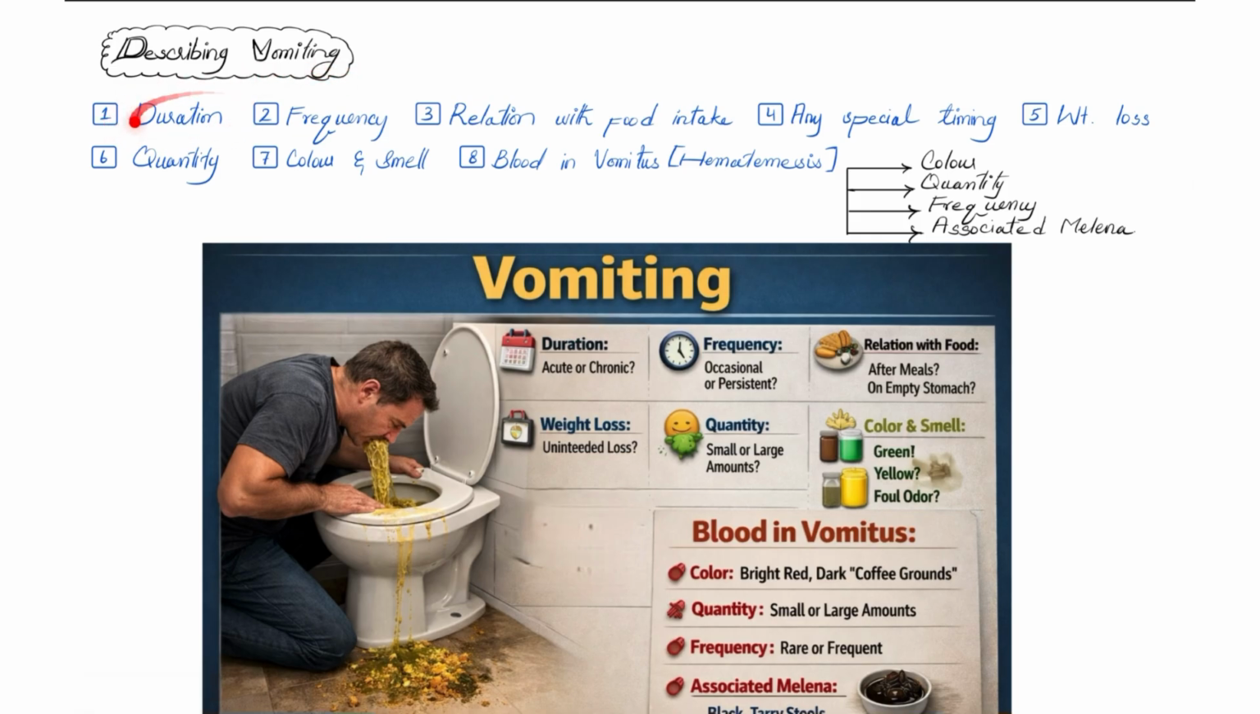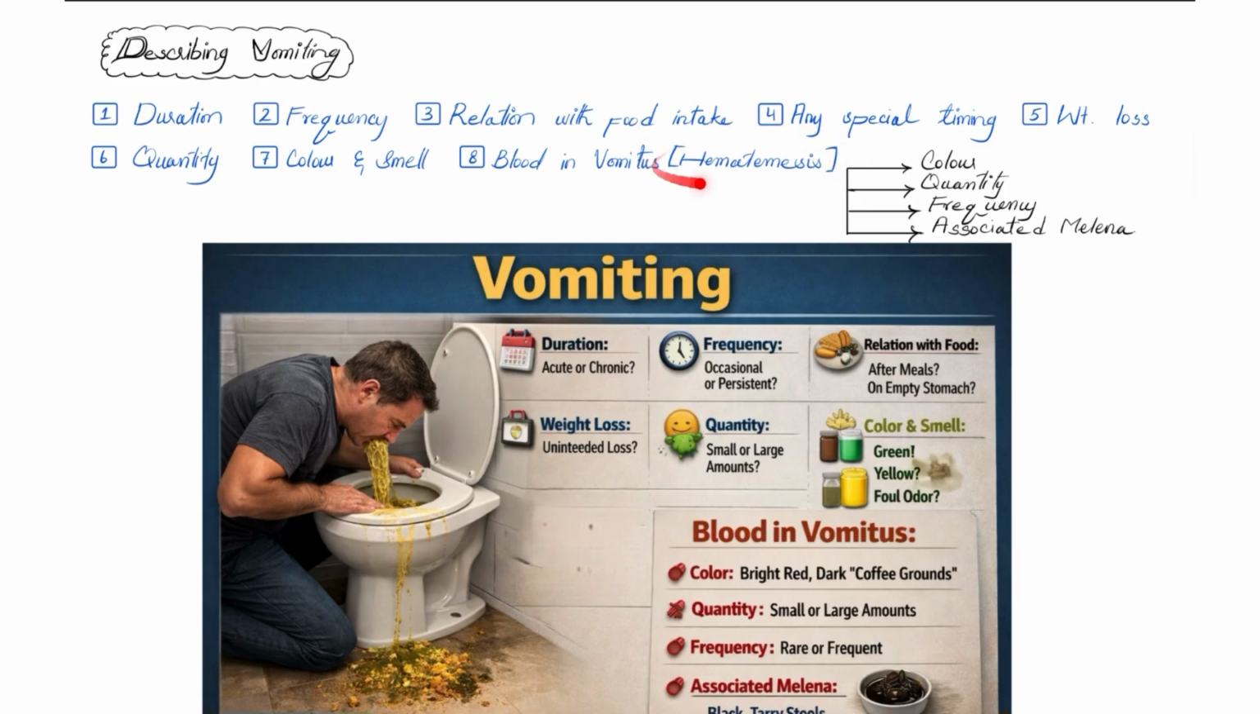Describe the duration, frequency, relation with food intake, and any special time of occurrence of vomiting. If the vomiting is chronic, meaning occurring for a long time, is it associated with weight loss? Then ask about the quantity of vomitus, and the color and smell of vomitus. If blood is present in the vomitus, we call it hematemesis.